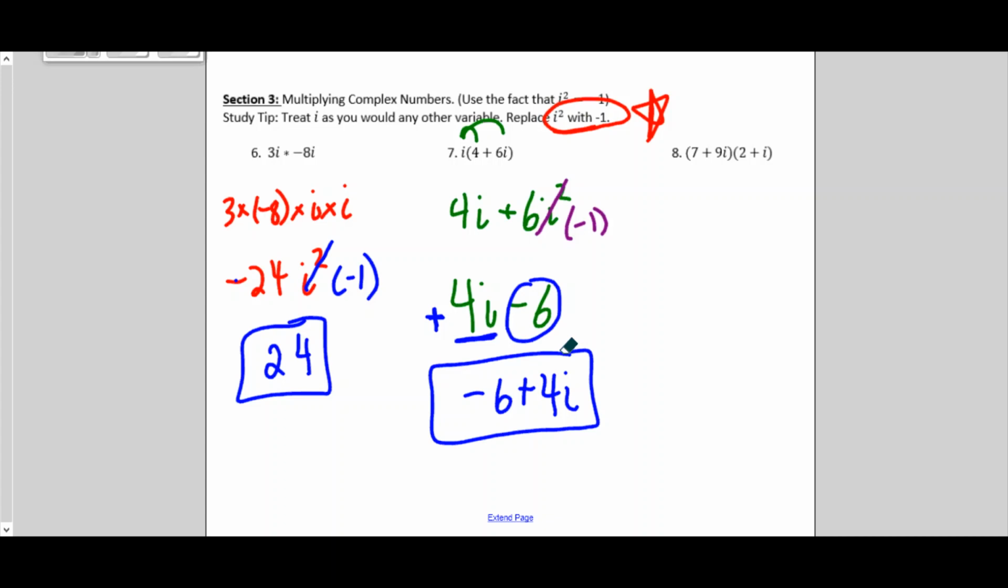And then the last, example 8, I have 7 plus 9i times 2 plus i. So you're basically just going to FOIL that out like you normally would, but at the very end, you're going to replace i squared with negative 1. So let's look at this one. So I'm going to FOIL. So 7 times 2 is 14. 7 times i is 7i. 9i times 2 is 18i. And 9i times i is 9i squared.